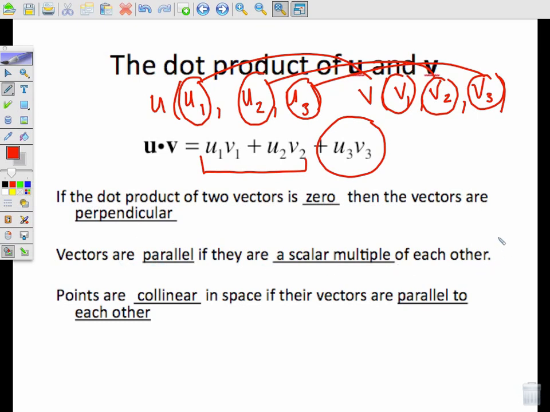Vectors are parallel if they are a scalar multiple of each other. So really we can tell there by just finding ratios. And points are collinear in space if their vectors are parallel to each other.